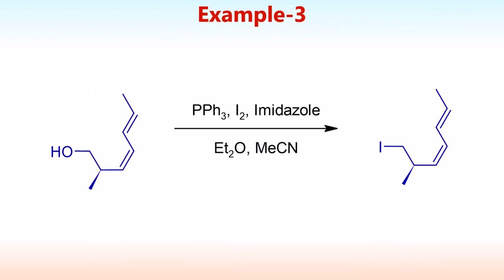In this example, iodination is carried out using iodine and triphenylphosphine in the presence of imidazole. Imidazole assists the reaction by acting as a base and neutralizing the proton released from the alcoholic group.